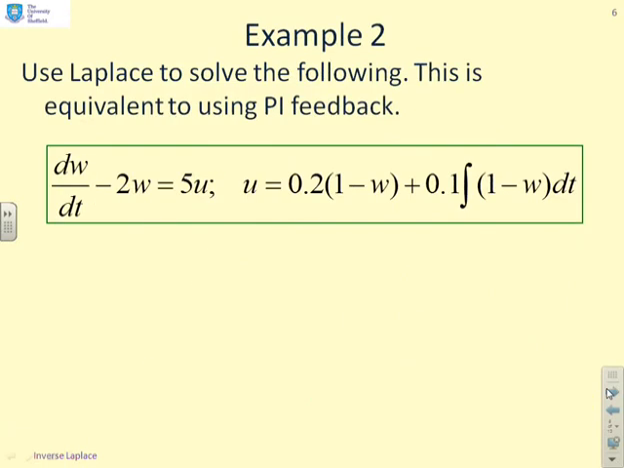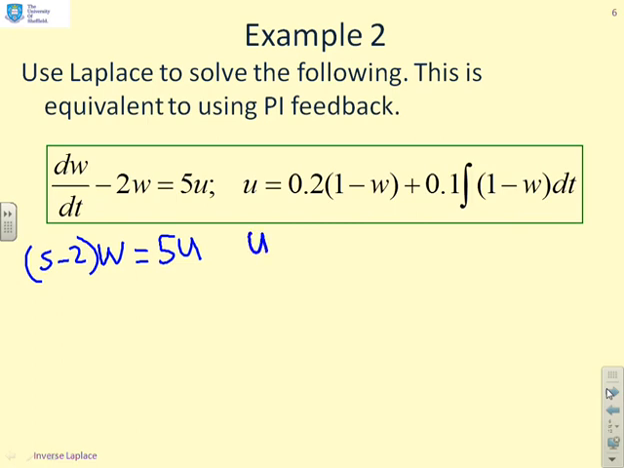Example 2 then. Now we're making the examples just a little bit more complicated. Use Laplace to solve the following pair of equations, and you'll notice this pair of equations represent a feedback loop with PI control. So first we'll take Laplace of each of the equations in turn. So I'm going to get s minus 2 into w equals 5u. That's from that one. Hopefully that was straightforward.